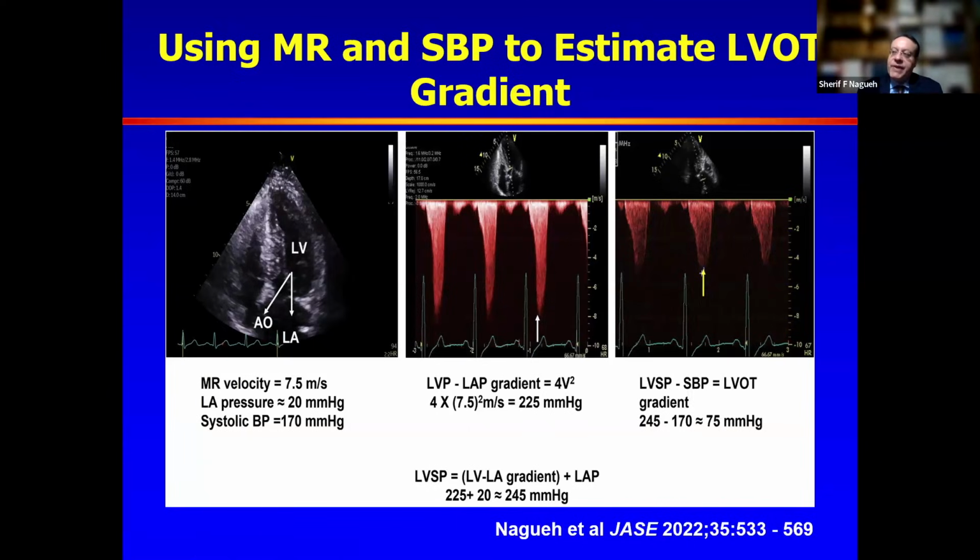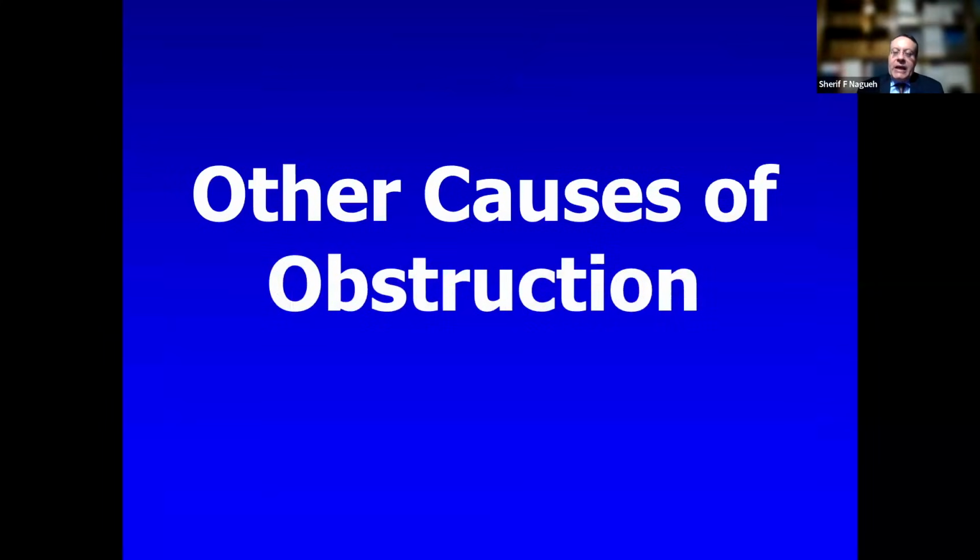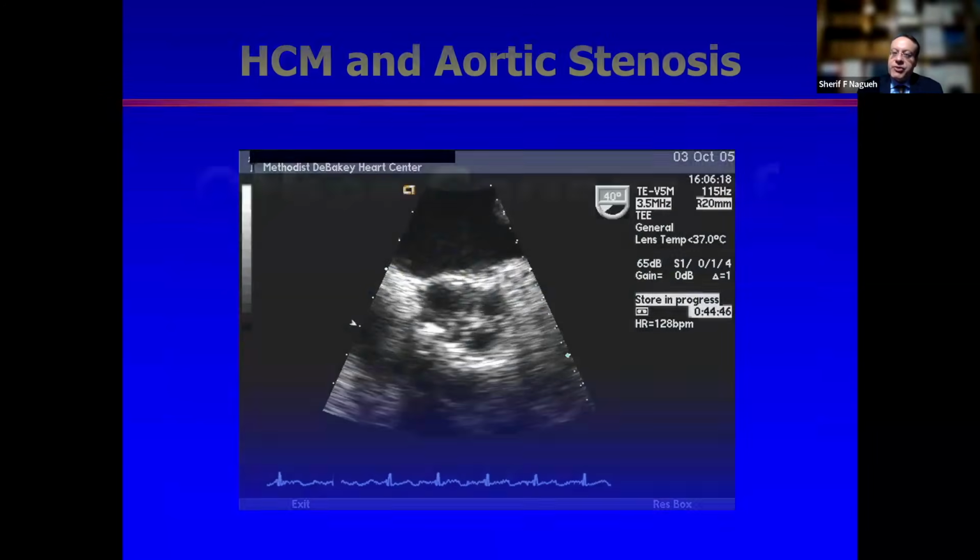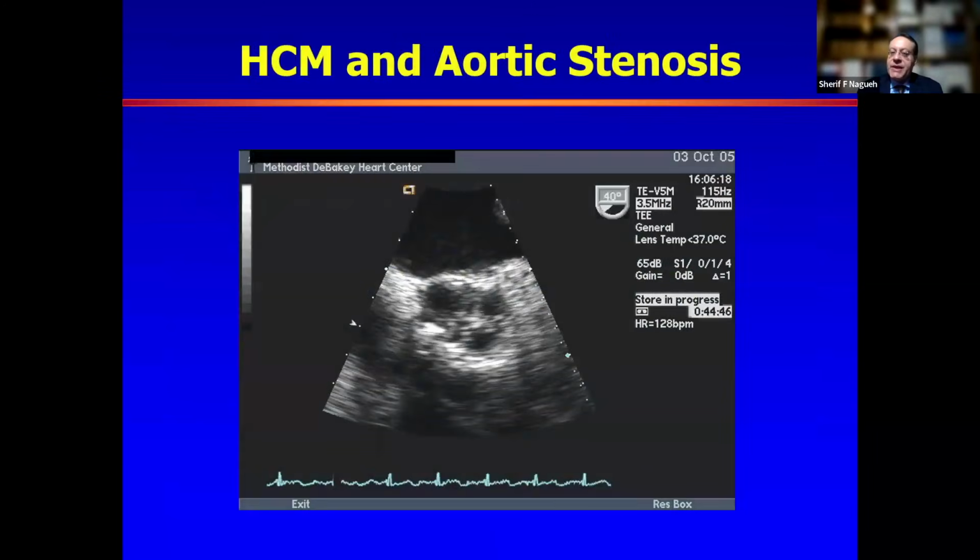So that's a quick check that someone can do and be satisfied that I indeed got the correct value of the peak velocity and I'm not overestimating obstruction. Nowadays, particularly if you're a referral center, you will see cases of obstruction that are not just dynamic obstruction, but aortic stenosis.